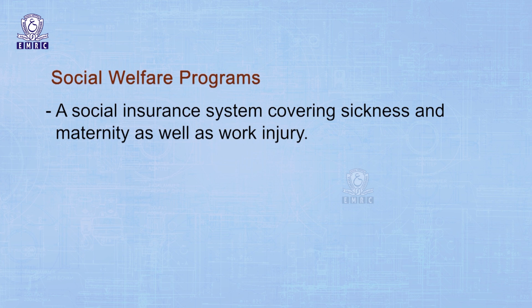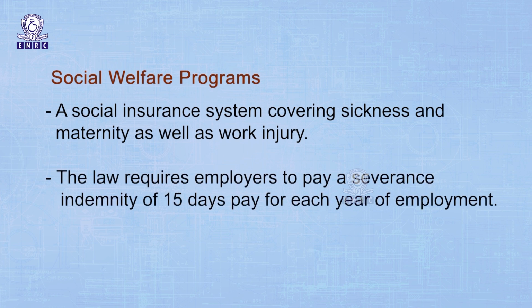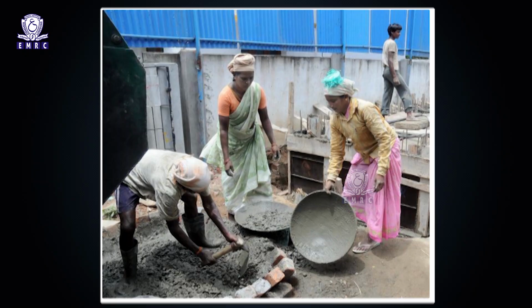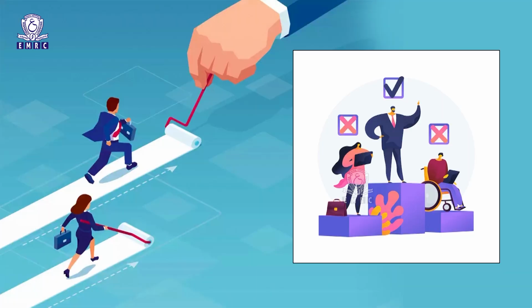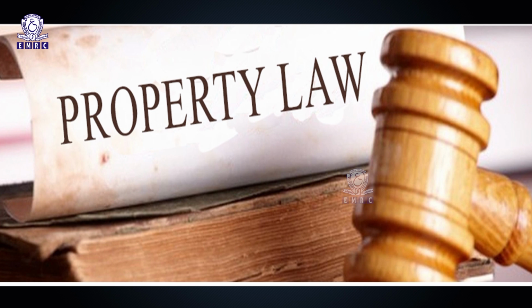There is social insurance system covering sickness and maternity as well as the work injury. The law requires employers to pay a severance indemnity of 15 days pay for each year of employment. Although the law prohibits discrimination in the workplace, women are paid less than men in both rural and urban areas. Discrimination exists in access to employment, the credit and family and property law.